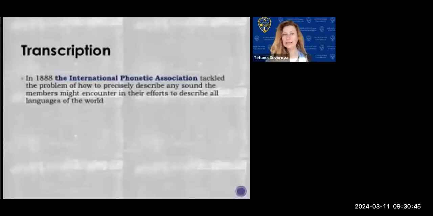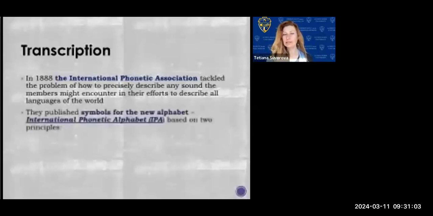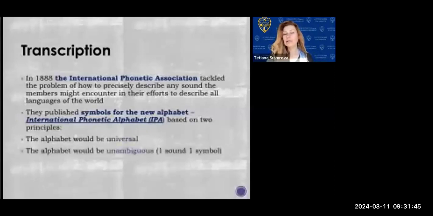So in 1888, the International Phonetic Association, that is IPA, which was the abbreviation used in the outline of the lecture, and the scientists decided to work out some symbols for alphabets describing different languages. And thus we speak about the International Phonetic Alphabet, IPA, based on two principles. First, the alphabet would be universal. That is, we can describe any language: Ukrainian, English, different accents, African, because they have specific pronunciation, Chinese, Japanese, and so on. And the alphabet would be unambiguous: one sound should refer to one symbol.